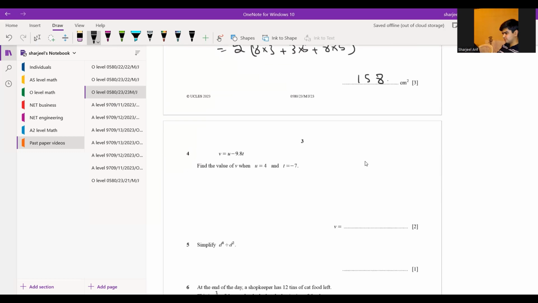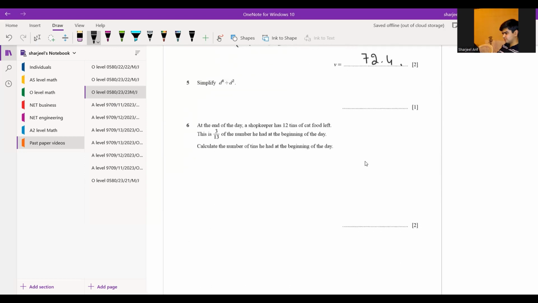For part 4, we have to substitute the values of u and t in the given equation. So this will become 4 into 9.8 into minus 7. This will become 4 plus 9.8 into 7. So this will be equal to 72.6. For part 5, we have indices d^8 divided by d^2. When the 2 variables divide, the powers deduct from each other. So this will become d power 8 minus 2. So the answer will be d power 6.